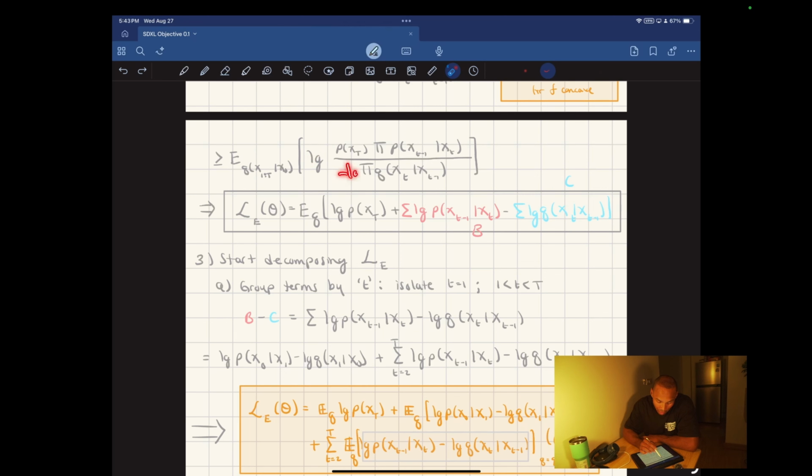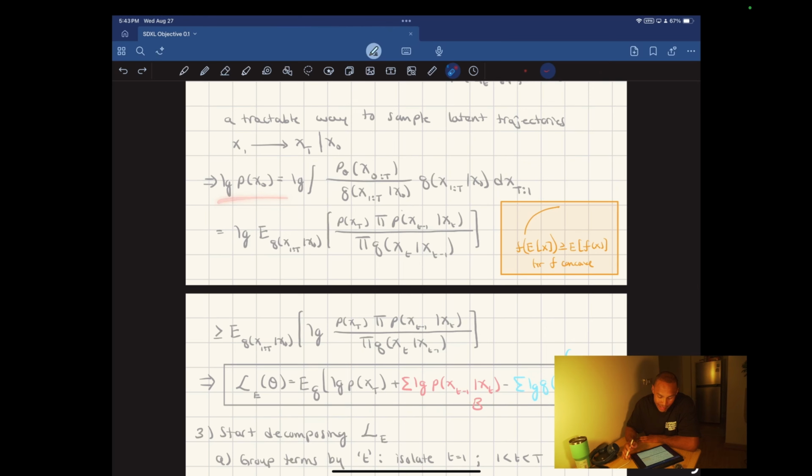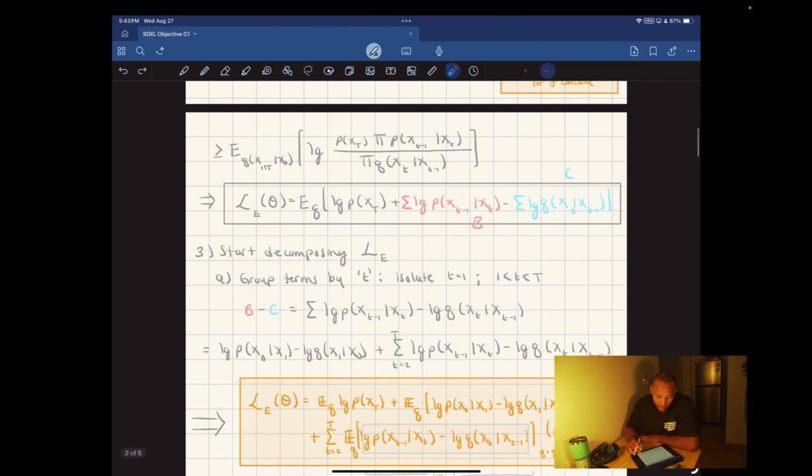So if we maximize this, we know we're saying that that's always going to be greater than or equal to this, right? So we know that if we maximize this, we're maximizing that as well.